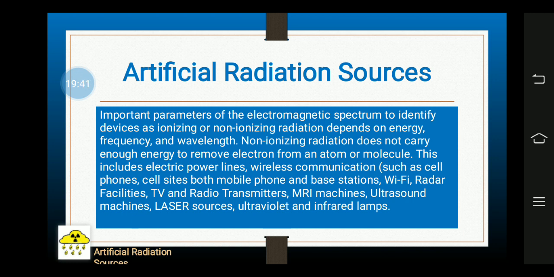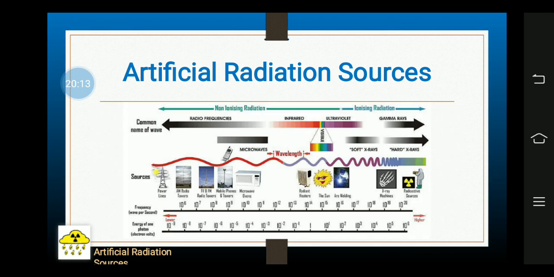So non-ionizing radiation does not carry enough energy to remove an electron from an atom or molecule. This includes electric power lines, wireless communication such as cell phones, cell sites, both mobile phone and base stations, Wi-Fi, radar facilities, TV and radio transmitters, MRI machines, ultrasound machines, laser sources, ultraviolet, and infrared lamps. So, hindi pala dapat na tayo matakot sa mga cellphones, laptops, and everything. Balikan natin si electromagnetic spectrum.